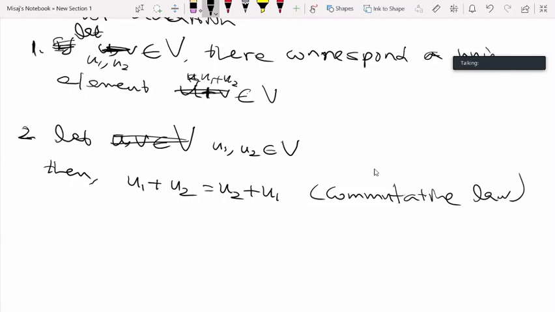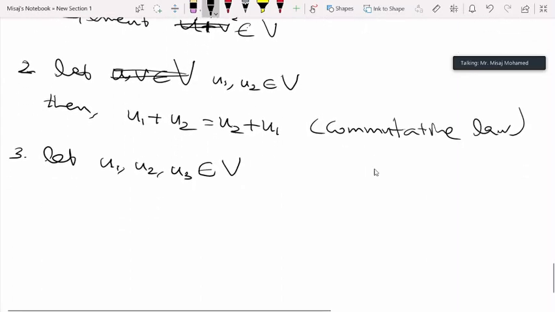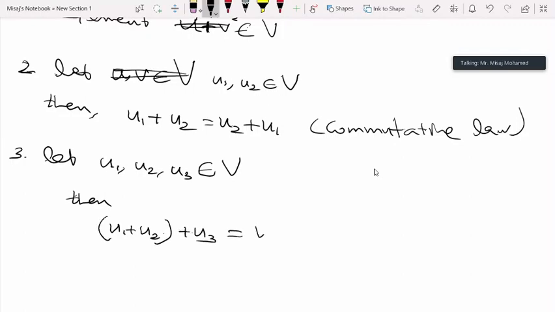Right. Okay, sir. Third one. Let u1, u2, u3 be three elements. Let us take three elements from V. If you take three elements from V, then the next condition should be like this: u1 plus u2, plus u3 equals u1 plus, u2 plus u3.